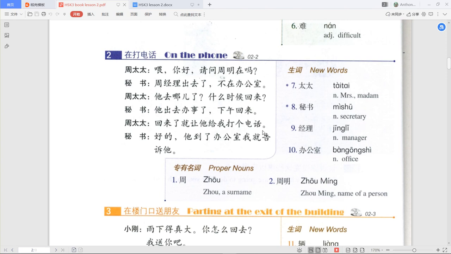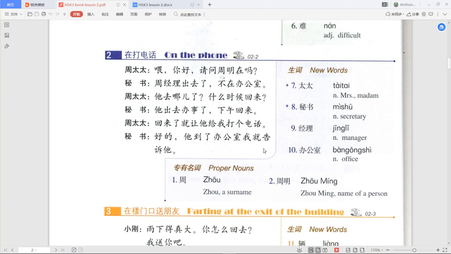Especially 让, really emphasize, ask him. 让 means ask, so it's a very useful character. Ask somebody to do something. 就让他, as early as possible, ask him, 给我打个电话, to me, make a phone call. 好的, OK. 他到了办公室, again, he arrived at the office, so after he arrived at the office, as early as possible, 告诉他, tell him. So these are quite difficult things in Chinese learning. Some vocabulary can mean quite a lot, especially 就 here.